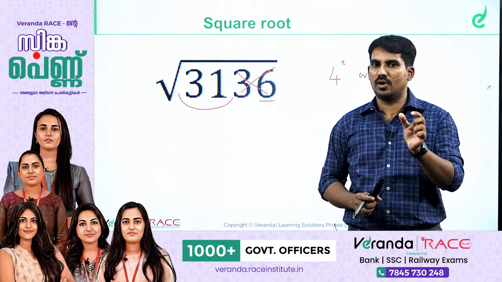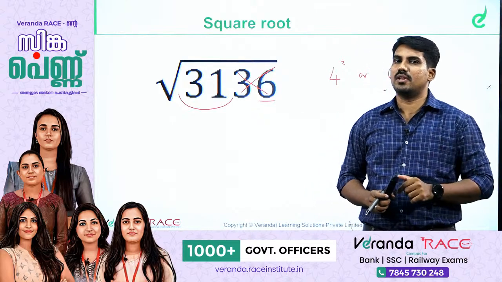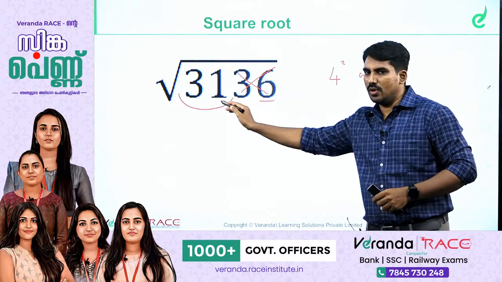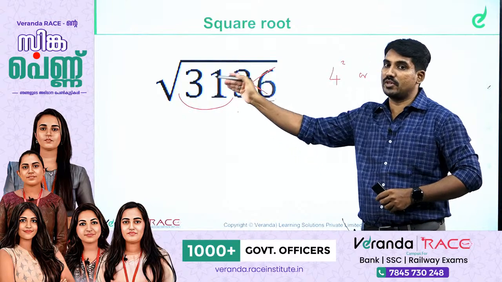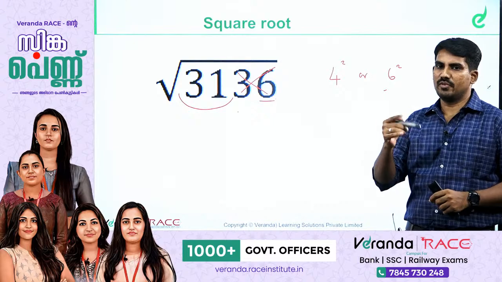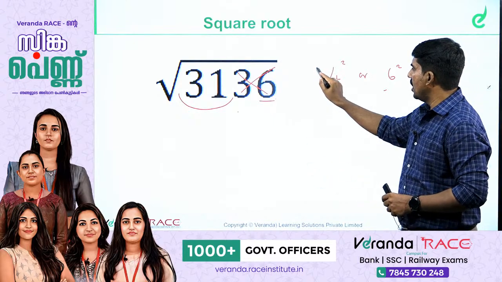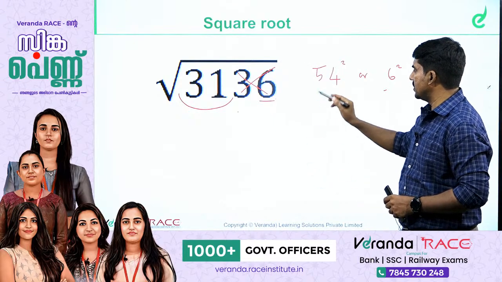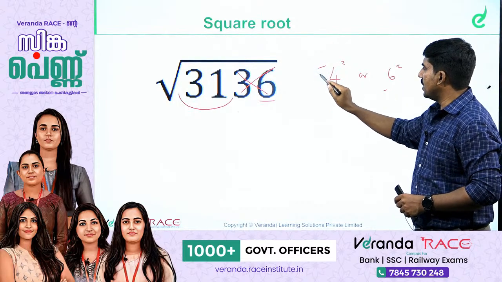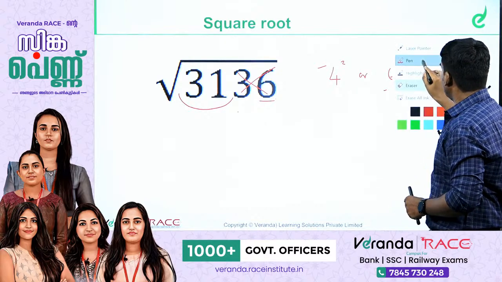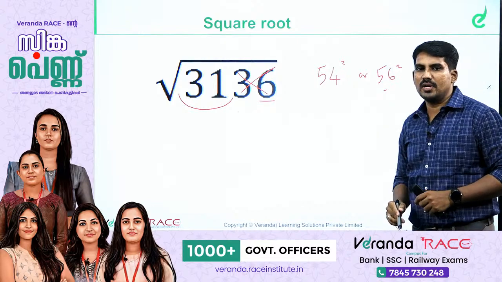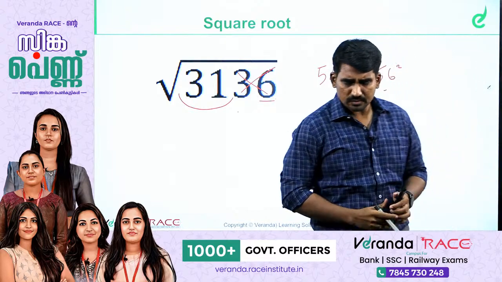The remaining value we have is 31. What is the previous perfect square? 25. Right? For the remaining 31, we check the previous perfect square, 25. 25 is which square? 5 square, right? Therefore, we can write 5 at this place. Clear? So we understand that the number is 54 or 56.